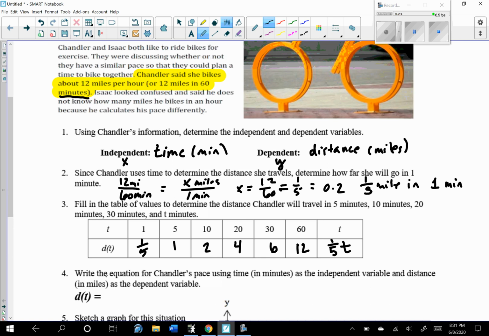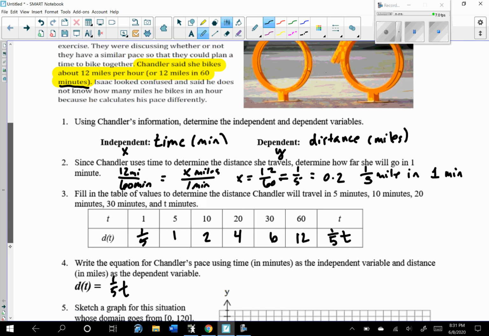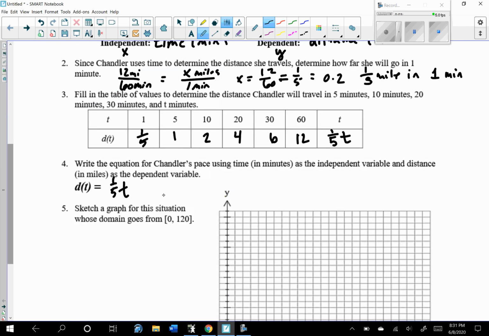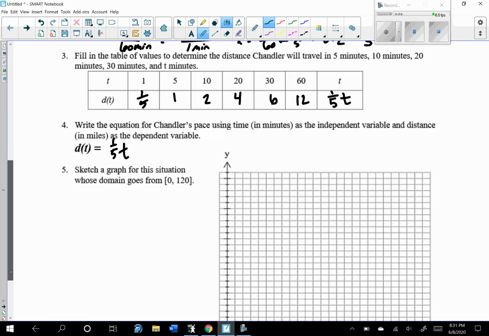For question number 4, it says write the equation for Chandler's pace using time in minutes as the independent variable and distance in miles as the dependent variable. So for this one, we would get 1/5 t. Could you write that as 0.2? Yes, but again, I like to use fractions. Then we're going to sketch a graph.